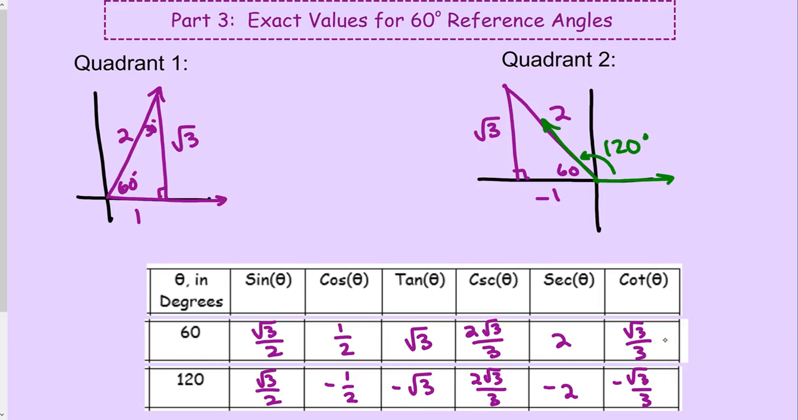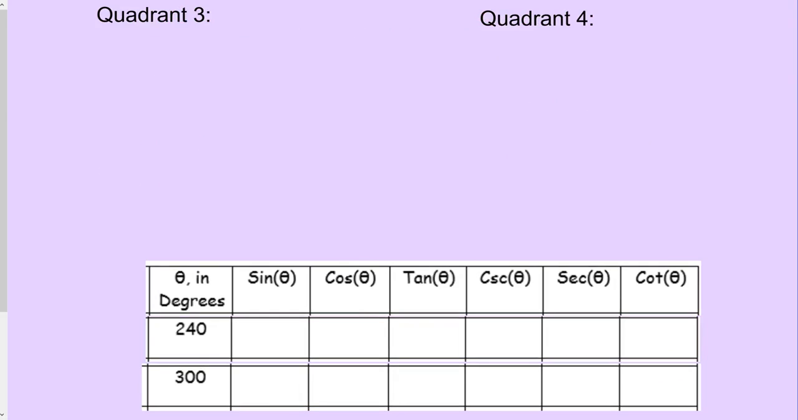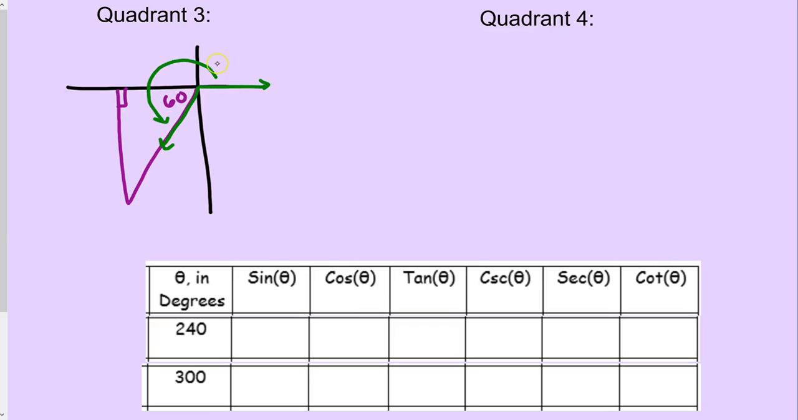Okay, so let's do quadrant 3 and quadrant 4. Quadrant 3, the way you would have a 60-degree reference angle and a 60-degree reference triangle is if the angle you were interested in was how much? Half a circle plus 60, that would be 240 degrees. So this is how you get all the exact values for 240.